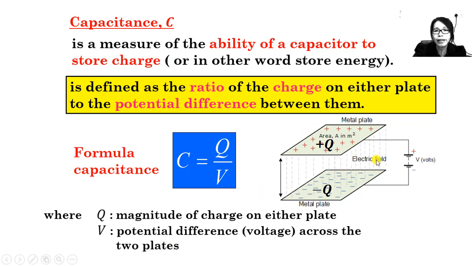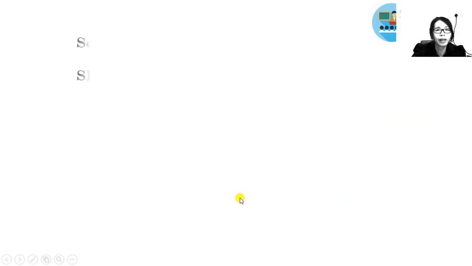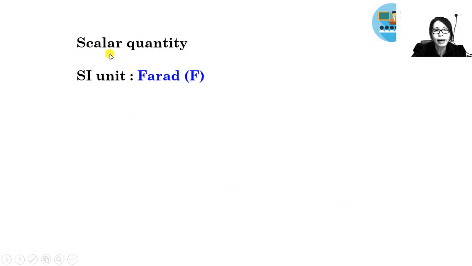V is the potential difference across the 2 plates. Sometimes we also call the potential difference voltage. So this is the formula we use to calculate the capacitance: C is Q over V. Capacitance is a scalar quantity. The SI unit is the farad, named after Michael Faraday, an English scientist who contributed to the field of electromagnetism.